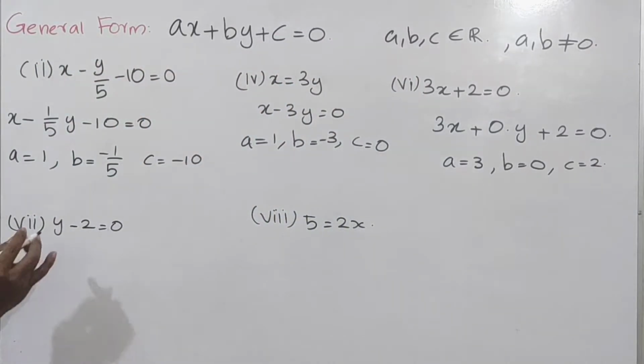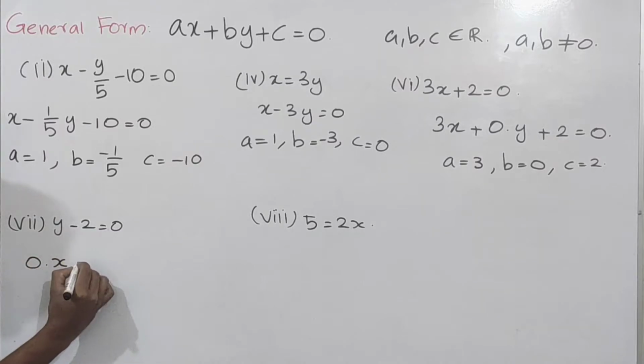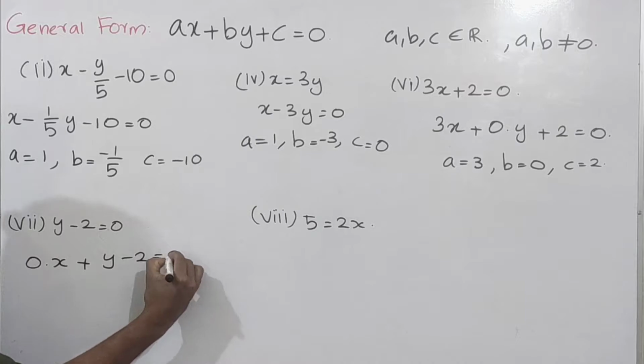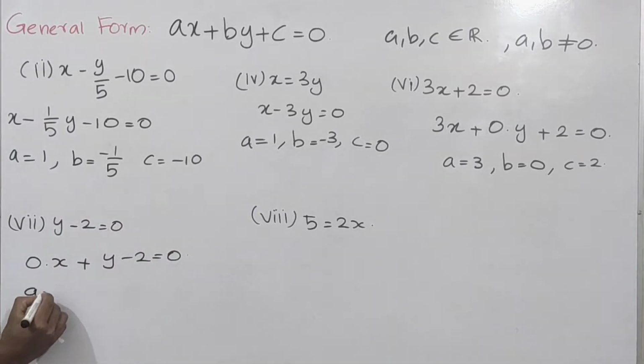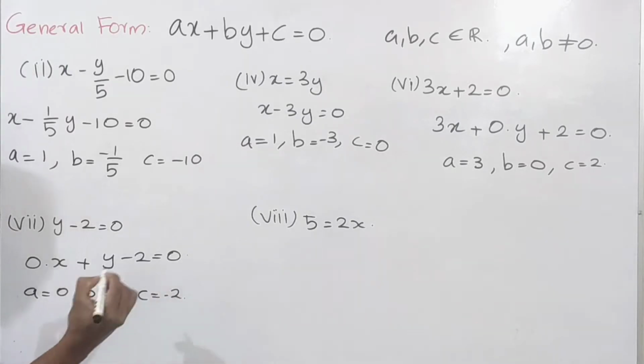Now the next question, y minus 2 is equal to 0. This is clearly 0x plus 1y or simply y minus 2 is equal to 0. We can easily write a as 0, b is equal to 1, c is equal to negative 2.